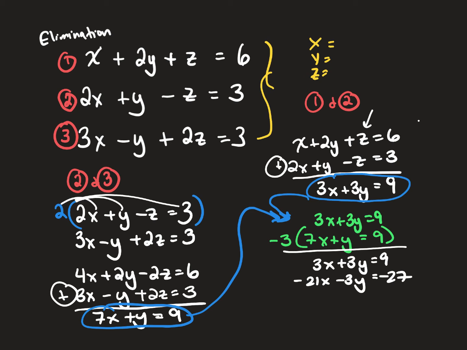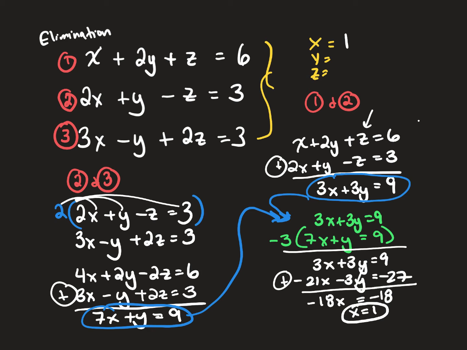So these will eliminate, and that's going to give me negative 18x if I add them. And again, I'm just adding straight down. And then 9 minus 27, or 9 plus a negative 27, is negative 18. So x is 1. So x is 1 is my first solution.